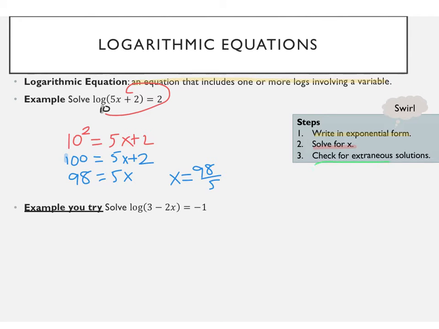Our last step is to check for extraneous solutions. Remember, we cannot take a negative log, so we just have to ask ourselves, if we plug 98 over 5 back into the original equation, will we get a negative log? And the answer to that is no, so we are good to go. I want you to try the example you tried.